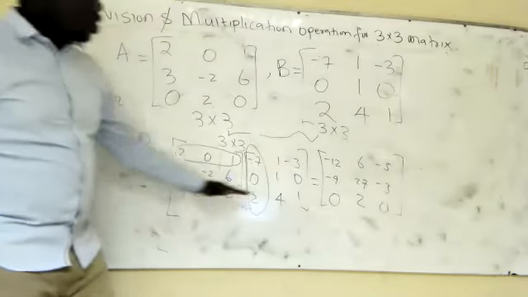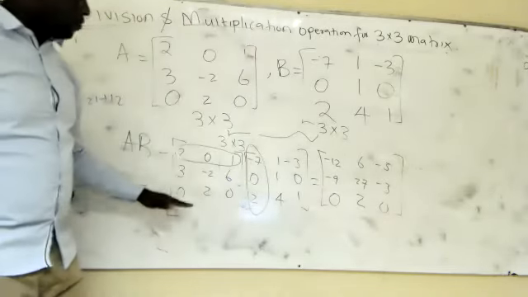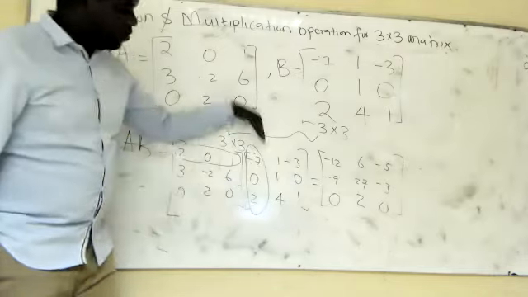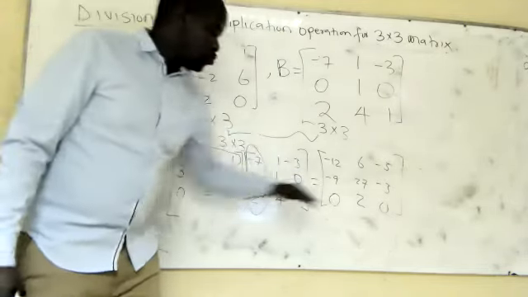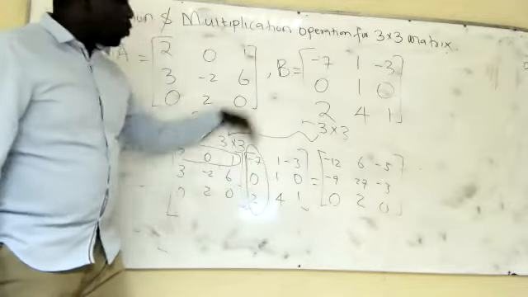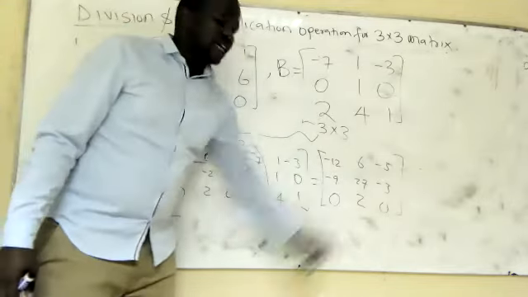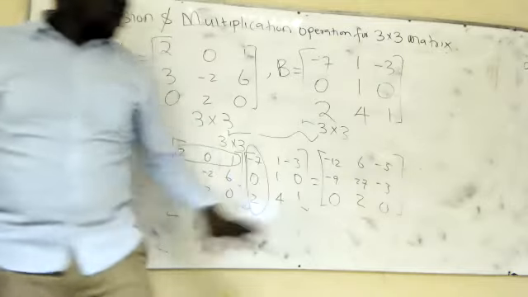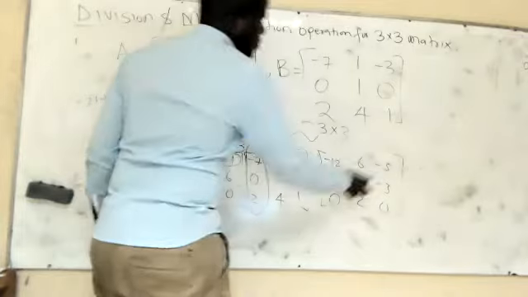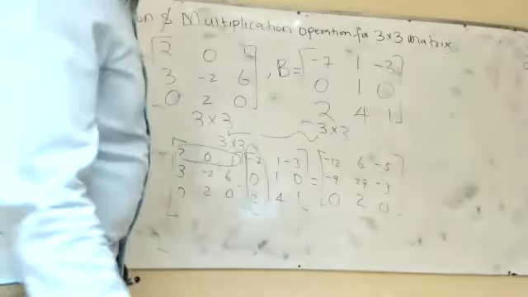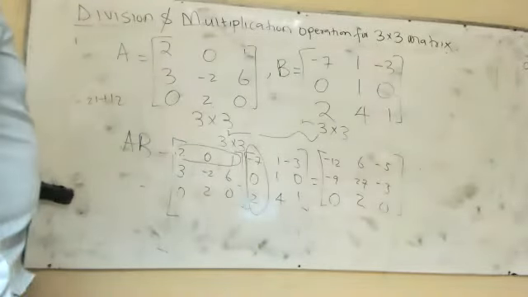It's the same with the other components down there. The third row with the first column gives a 0, the third row with the second column gives a 2, and the third row with the third column gives a 0. Can you quickly confirm if by this multiplication you are able to get this matrix? How did he get the 6?